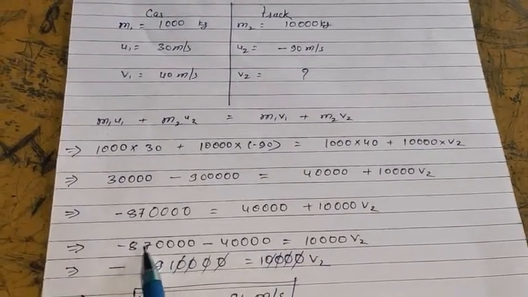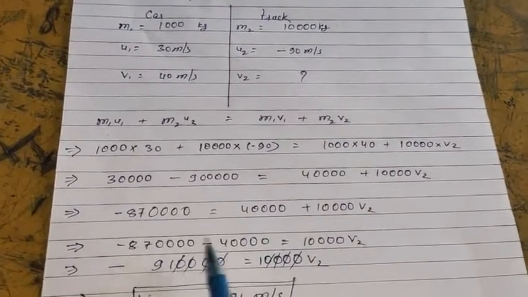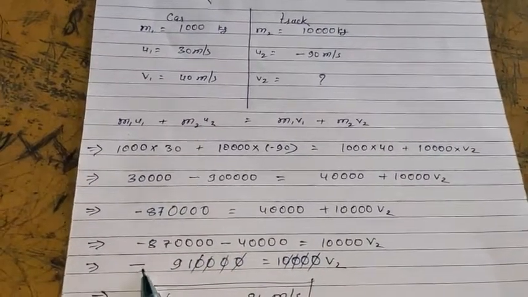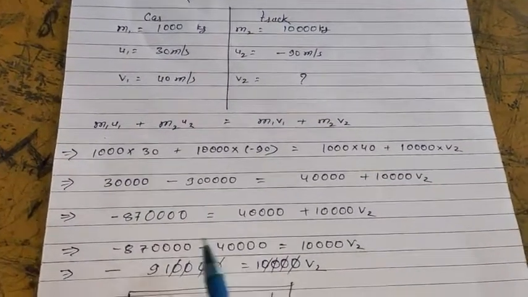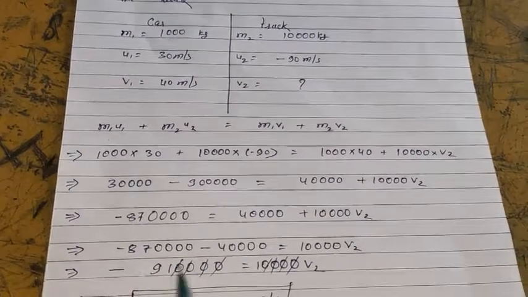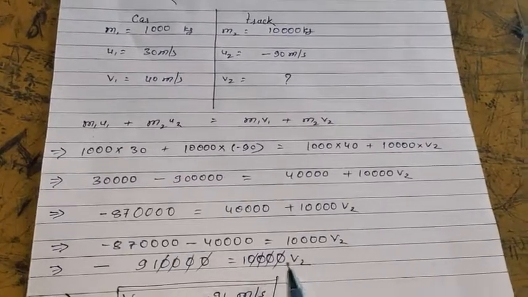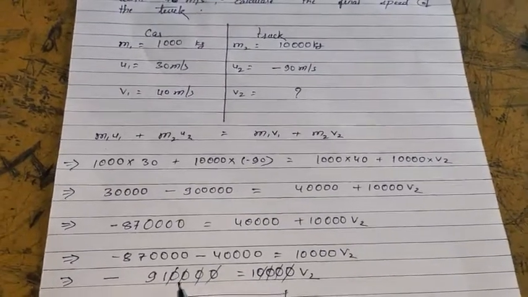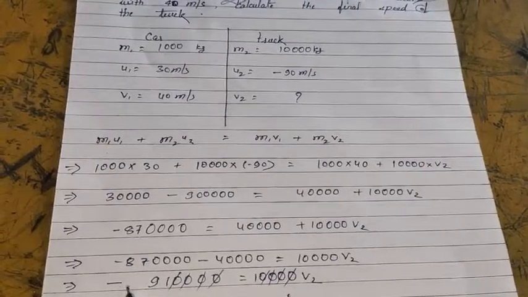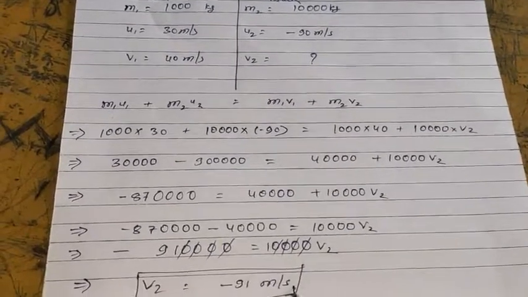Now both the data here in LHS are given in negative. That's why we have to add them with negative sign. So we have added these two and the minus sign is put before it. It is equal to 10,000 v2. Now here 4 zeros should be cancelled out by these 4 zeros. Then we will get v2 is equal to minus 91 meter per second.